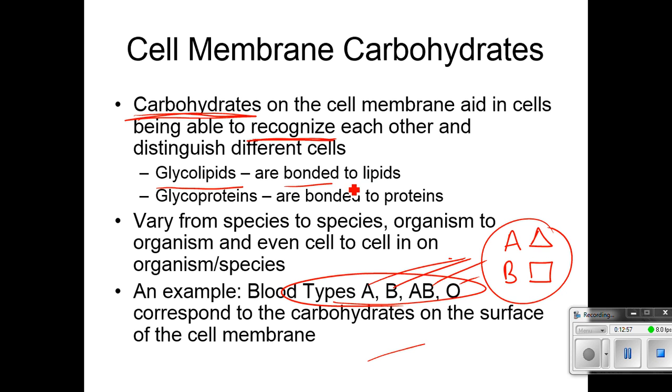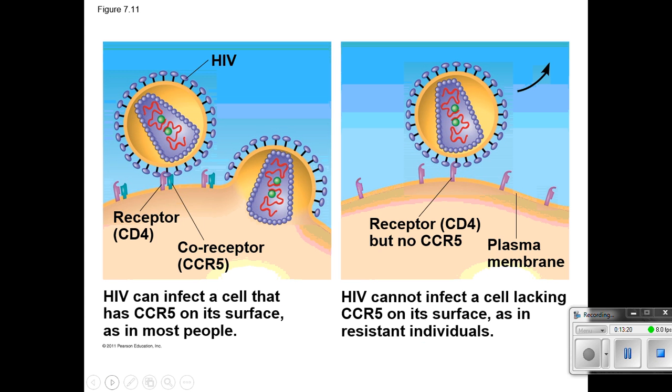Glycolipids are bonded to lipids, and glycoproteins are bonded to the proteins. They vary from species to species, organism to organism, so the ones that you have might not be the same as the ones I have, and even cell to cell. So the skin carbohydrates might not be the same as your blood cell carbohydrates. They're very unique. That's what they're saying.